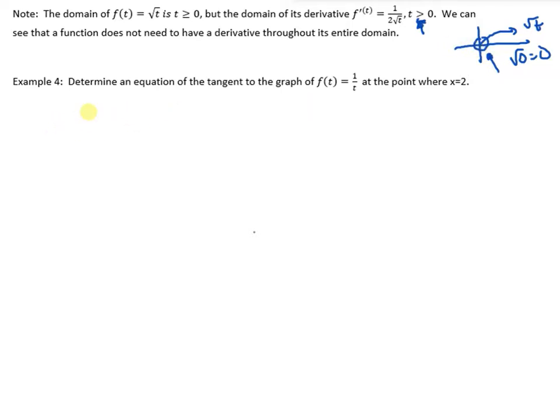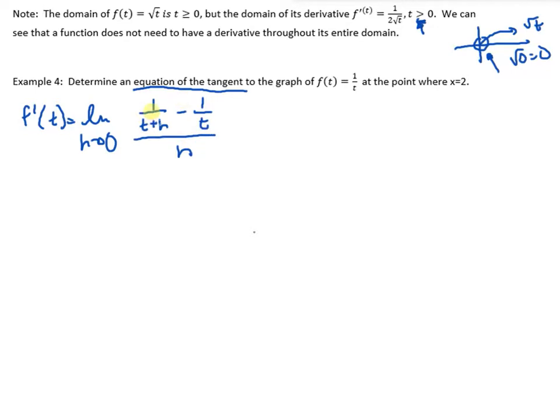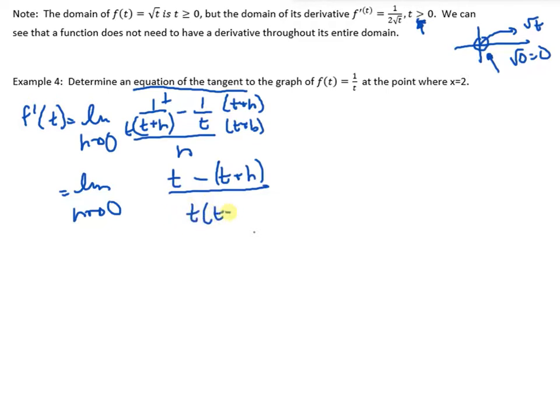Okay, so example 4. Determine an equation of the tangent to the graph of 1 over t at the point where x equals 2. We want the entire equation of the tangent. I'm still going to do the general form. So the limit as h approaches 0 of (1 over t plus h minus 1 over t) all over h. When we use fractions, we have to find a common denominator. So let's bracket this and put the t plus h up here, over t plus h, and put the t here and here. So we now have t minus (t plus h) all over t plus h.